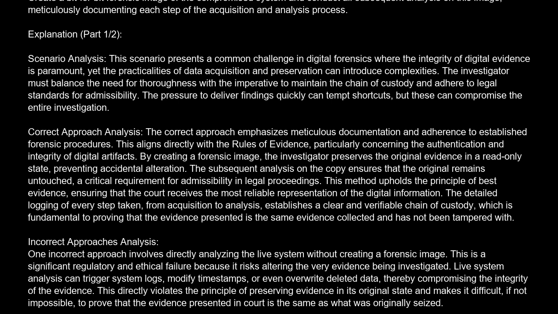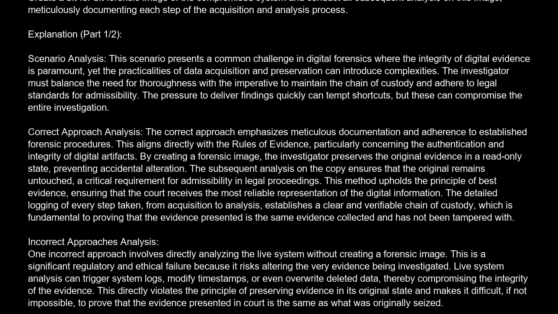The investigator must balance the need for thoroughness with the imperative to maintain the chain of custody and adhere to legal standards for admissibility. The pressure to deliver findings quickly can tempt shortcuts, but these can compromise the entire investigation. Correct approach analysis. The correct approach emphasizes meticulous documentation and adherence to established forensic procedures. This aligns directly with the rules of evidence, particularly concerning the authentication and integrity of digital artifacts.